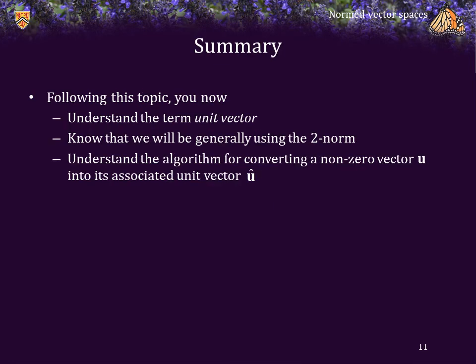So, following this topic, you now understand the term unit vector. You know that we will generally be using the 2 norm to calculate the length of a vector, and therefore you understand the algorithm for converting a non-zero vector u into its associated unit vector u hat.